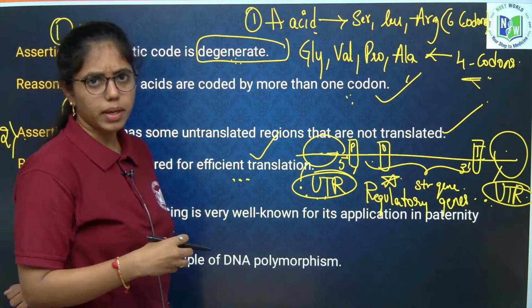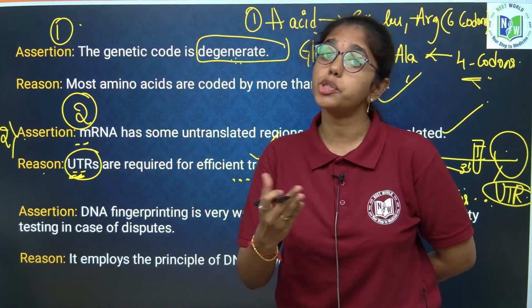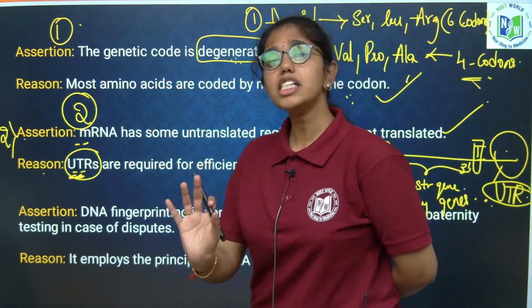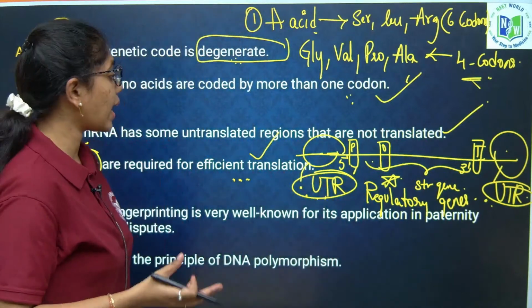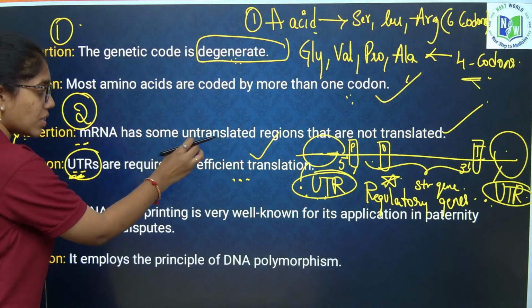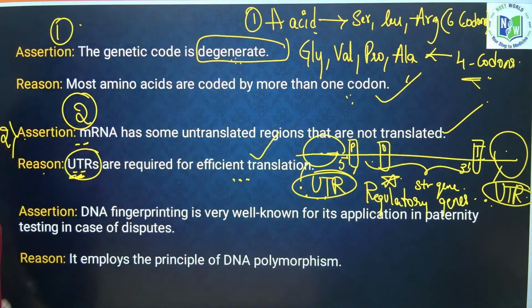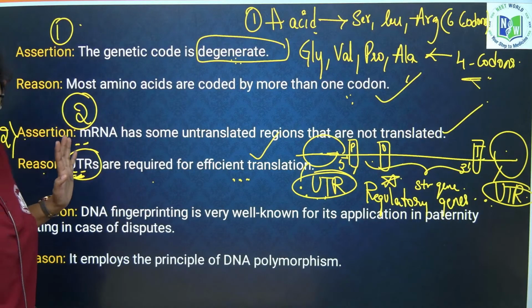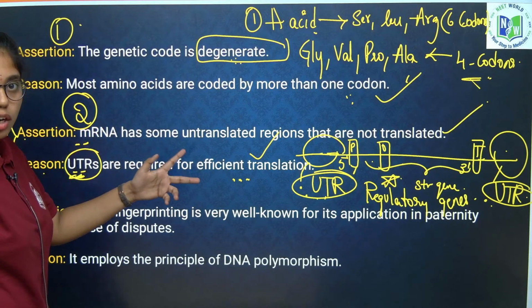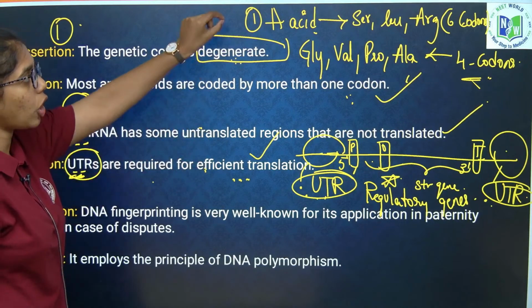Now you can ask me a question: ma'am, how should we identify whether the reason is explaining the assertion or not? Just put a few questions, like as, if, why, how it is happening. Put these questions after reading the assertion, and then you will understand whether the reason is explaining it or not. Else, if you are not doing that, you will be confused between option 1 and 2 when both statements are correct.